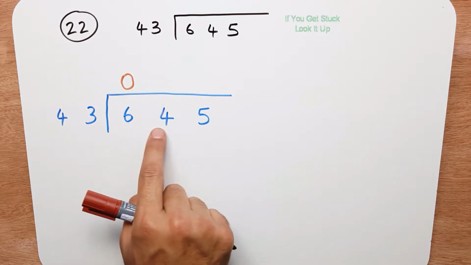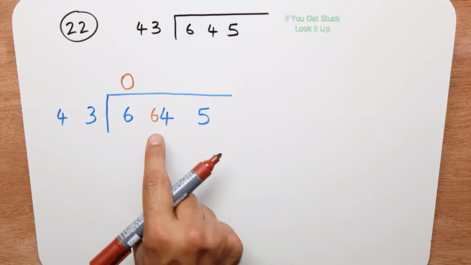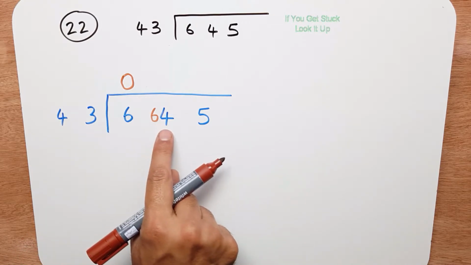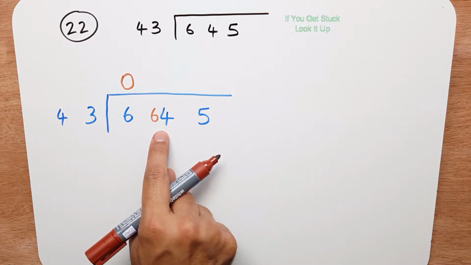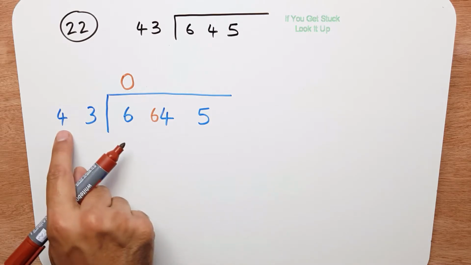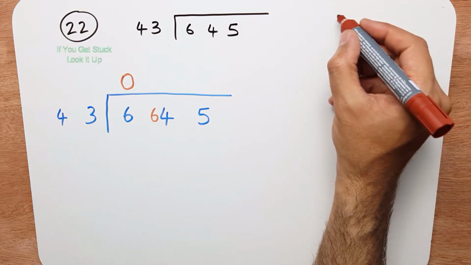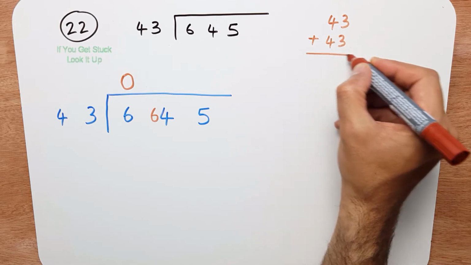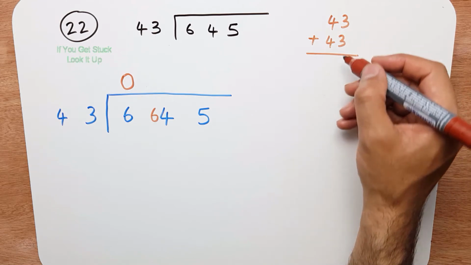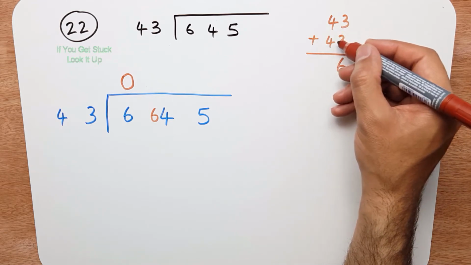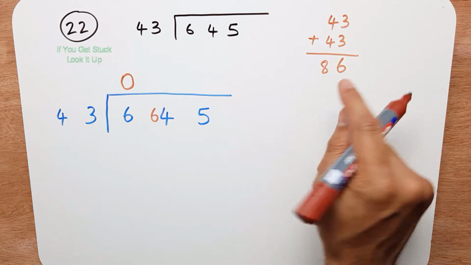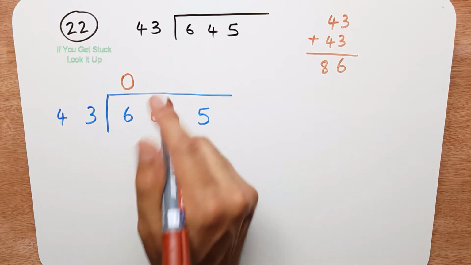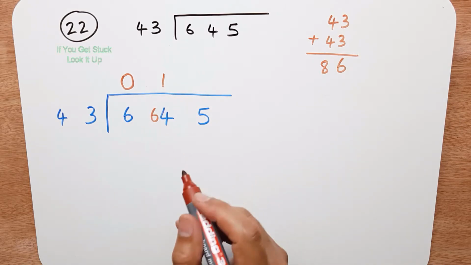Now this 6 gets carried over to the 4 and that becomes 64. So how many 43s are there in 64? I can see straight away that there's only one, because if I add 43, add 43, 3 add 3 is 6, and 4 add 4 is 8. And that's 86, and that's more than 64. How many 43s are there in 64? There's 1. Now the question is, what's the remainder?